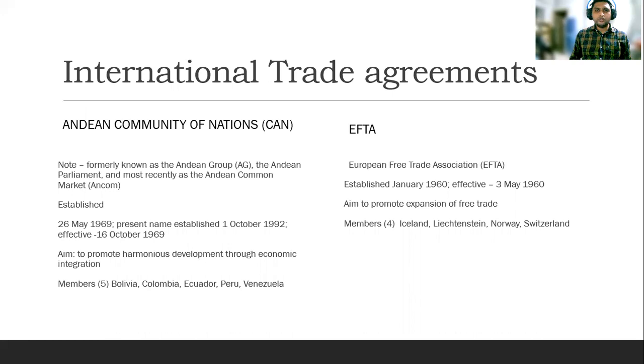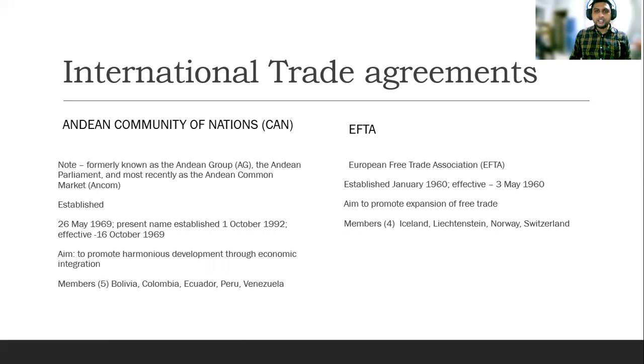There are a few international trade agreements. The most common is CAN, the Andean Community of Nations. It is formally known as the Andean Group and the Andean Parliament, and most recently as the Andean Common Market, established on the 26th of May in 1969, and aims to promote harmonious development through economic integration. There are 5 member countries of CAN: Bolivia, Colombia, Ecuador, Peru, and Venezuela.